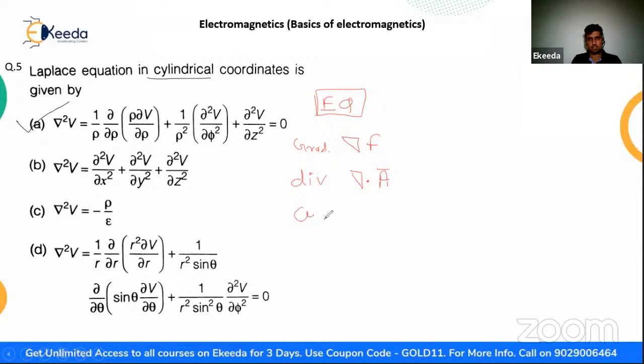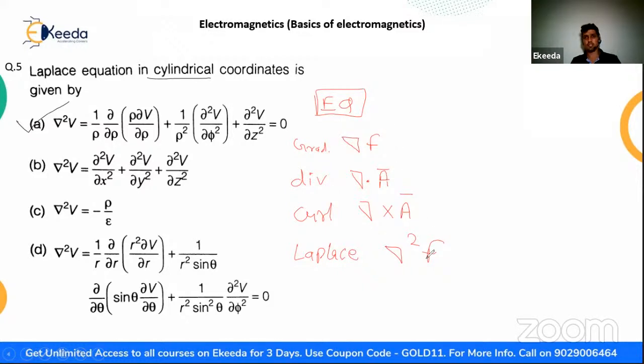And then there is curl, also known as circulation, del cross A vector. Del is basically an operator, like plus is addition and minus is subtraction. So this is also a mathematical operator which can do many things, many types of integration, accumulation, and so many things. So this is gradient, divergence, this is curl, and the other is Laplace, which again is operated on a scalar, del square f. It may be V or phi or any scalar function.